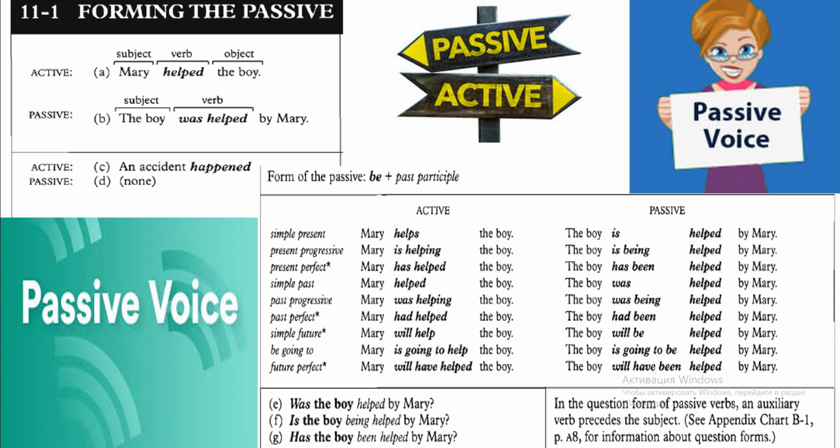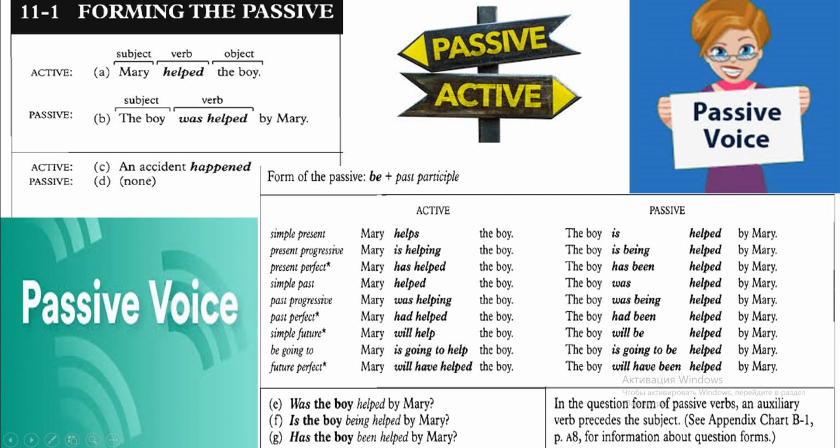So let's go forward with the form of the passive: be plus past participle. So here it is, active and passive voices. In the question form of the passive verbs, an auxiliary verb precedes the subject. Here it is. So simple present: Mary helps the boy. Passive will be: the boy is helped by Mary.